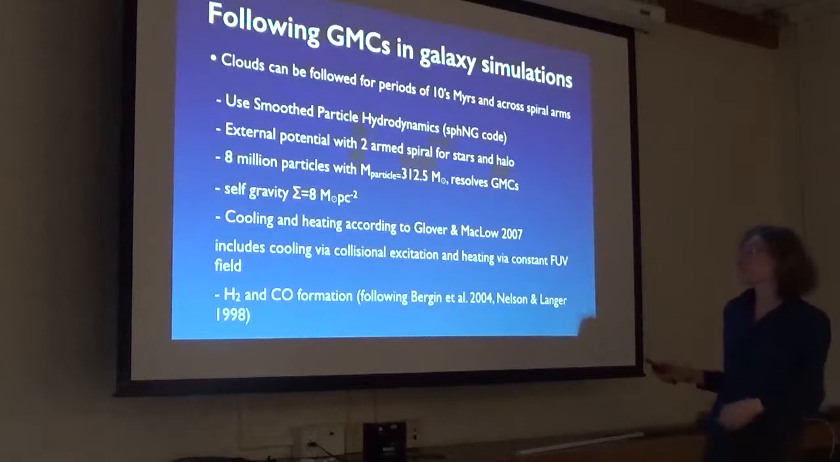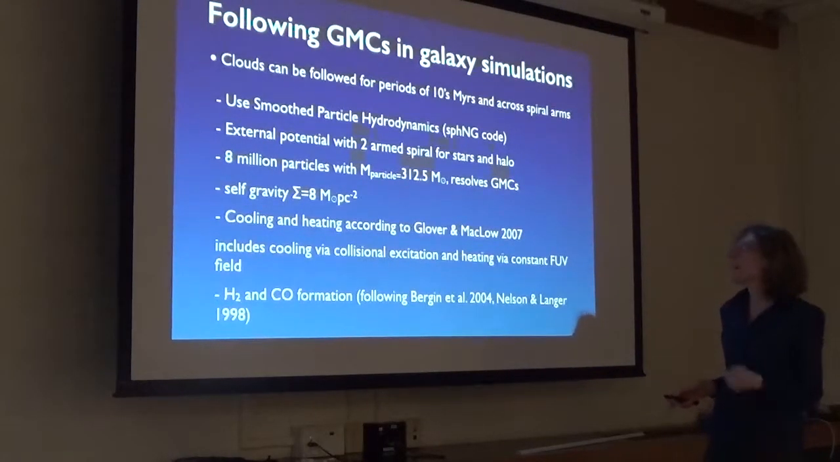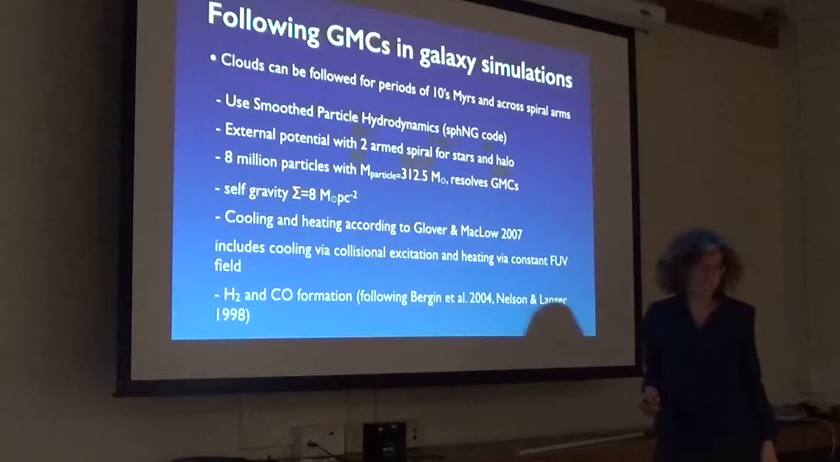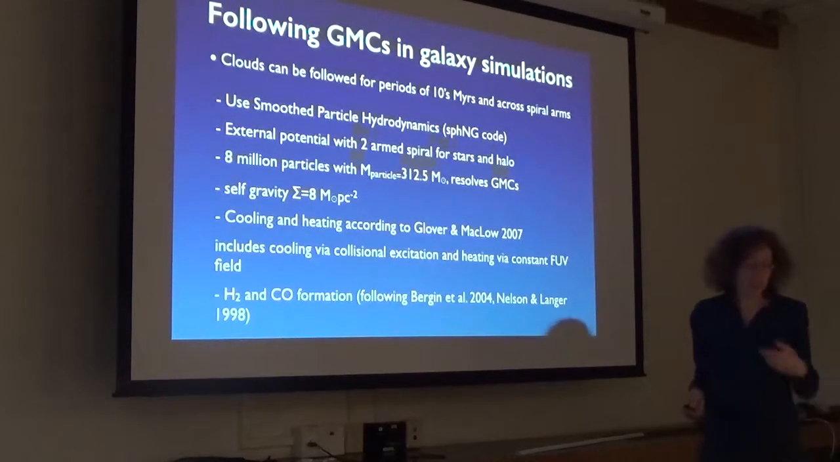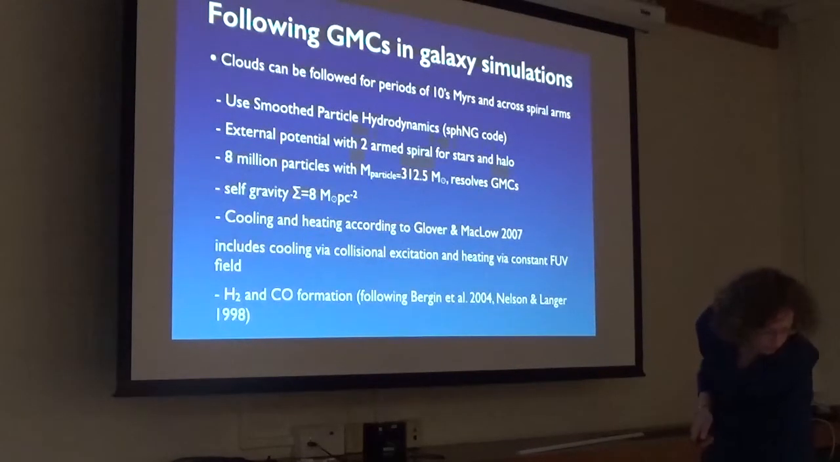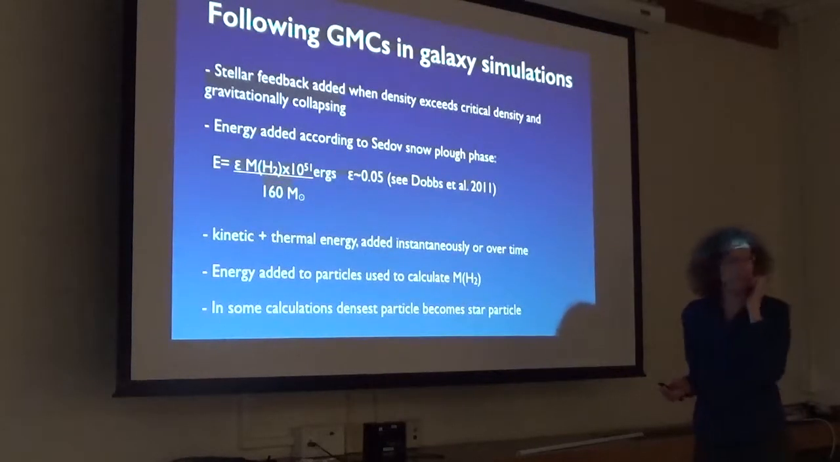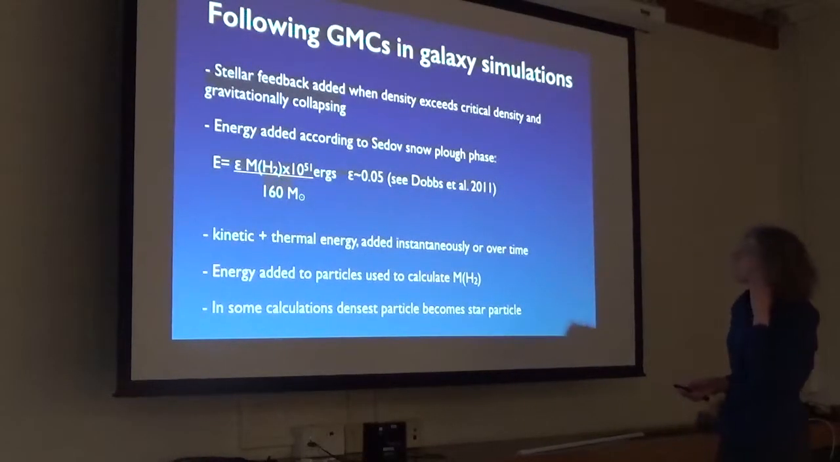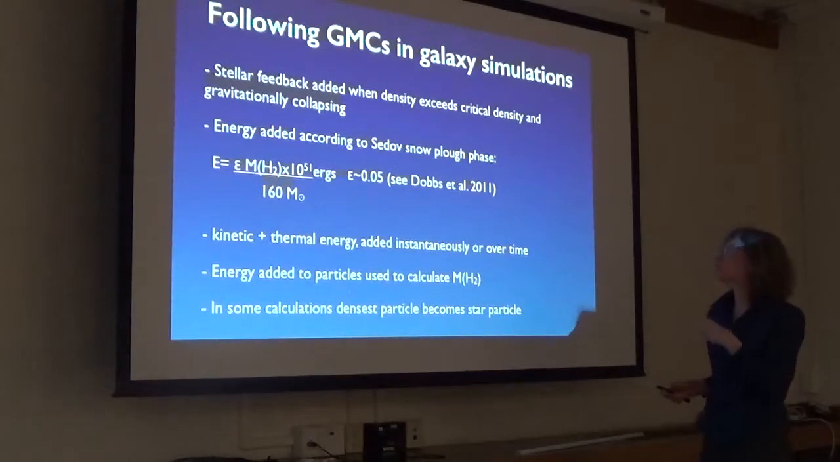The main simulation that I'll show you to begin with has 8 billion particles, so each has a mass of 300 solar masses, with self-gravity and cooling and heating of the ISM, and I also include H2 and CO formation. For these simulations, there's also stellar feedback. Here it's a fairly simple prescription based on supernova feedback.